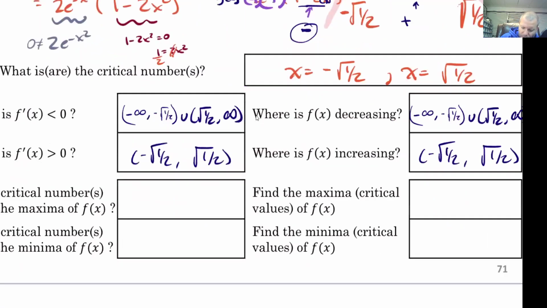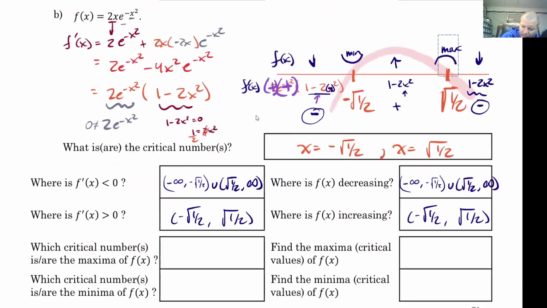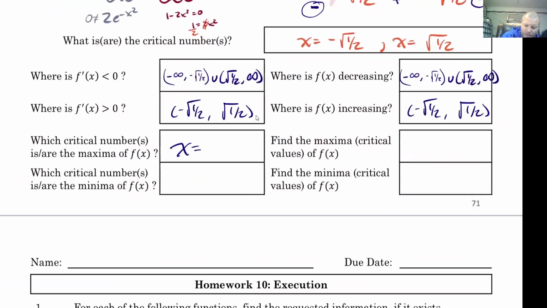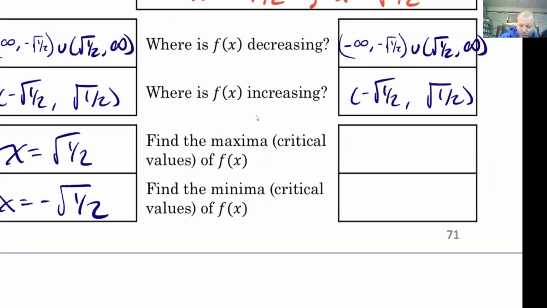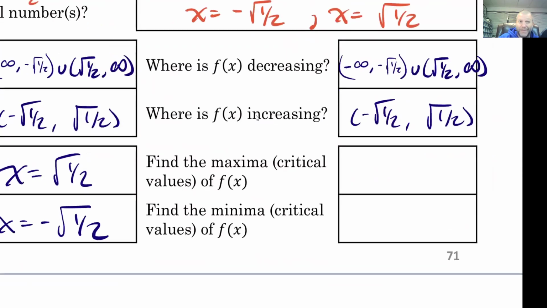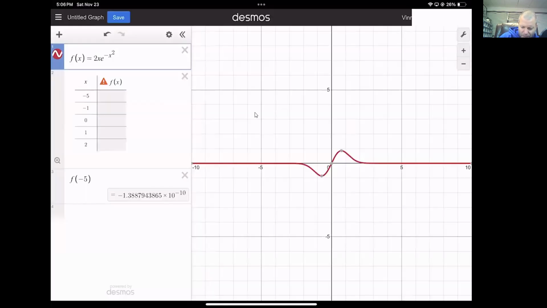Critical numbers. Which critical numbers are maxima? That's going to be a maxima right there, so x equals the square root of 1/2. Which one's a minima? x equals negative square root of 1/2. We would throw these back into the original function too, but I'm not going to do that here because they're going to be nasty. But I'm going to throw them into Desmos. Again, you can just do one of these things and get your values.